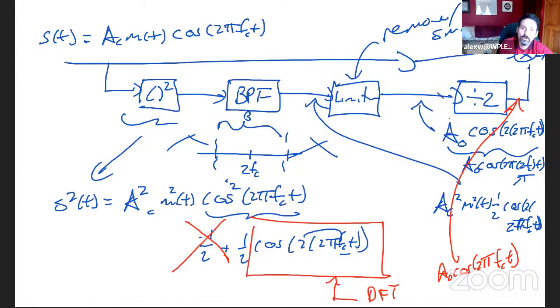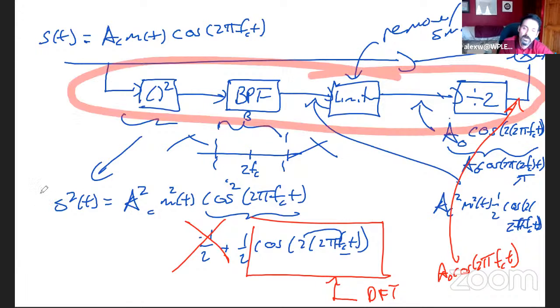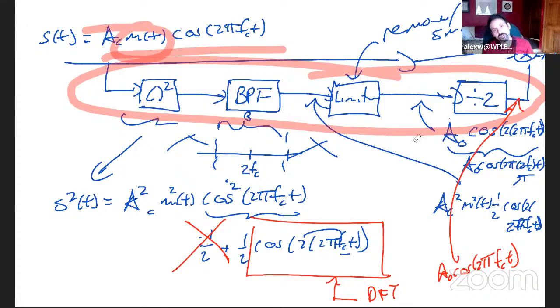Okay, so the squaring loop explicitly is this. And that's how we get a cosine 2 pi fc of t that we then apply to the signal to get m of t. All right, so that is lecture 16 of ECE 3311.